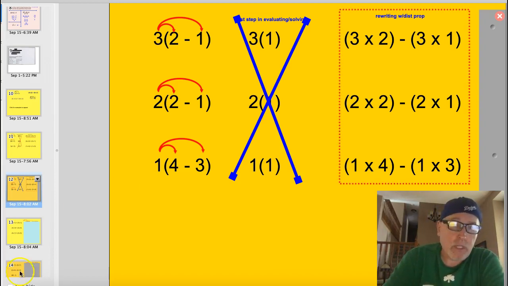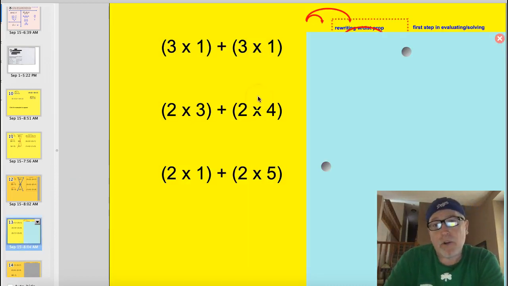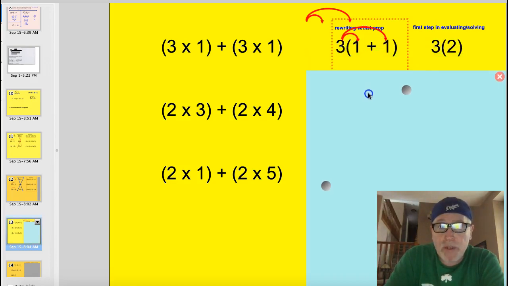Okay, take a look at this next group. Now we're going to go from 2 sets of parentheses down to 1 set of parentheses. So 3 times 1 plus 3 times 1, we could just simply rewrite that as 3 times 1 plus 1. Again, here's where we go evaluating, but this is what we want to do first. We want to rewrite. That's the target.